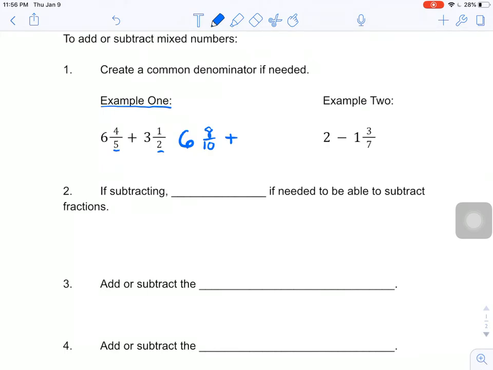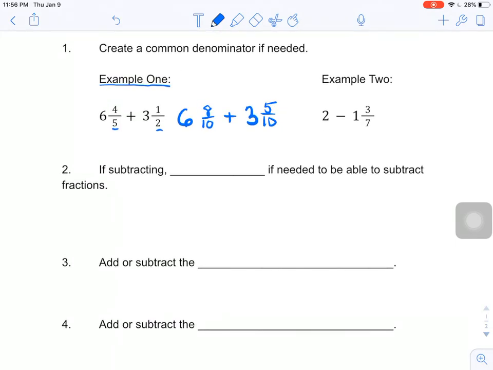Now we have to change the 3 and 1/2 into tenths. So to get from halves to tenths, we multiply by 5. So that means the numerator also needs to be multiplied by 5. 1 times 5 is 5. So this is the same as 6 and 8/10 plus 3 and 5/10.